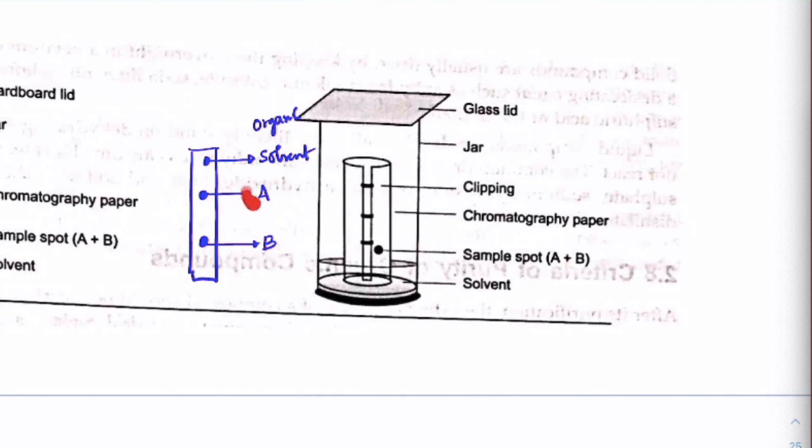Now tell me, between A and B, which is more organic, or which is more water soluble? Any of them, tell me. Which has more affinity with the organic solvent, and which has more affinity with the water? A has affinity with the solvent, correct, and B has affinity with the water.